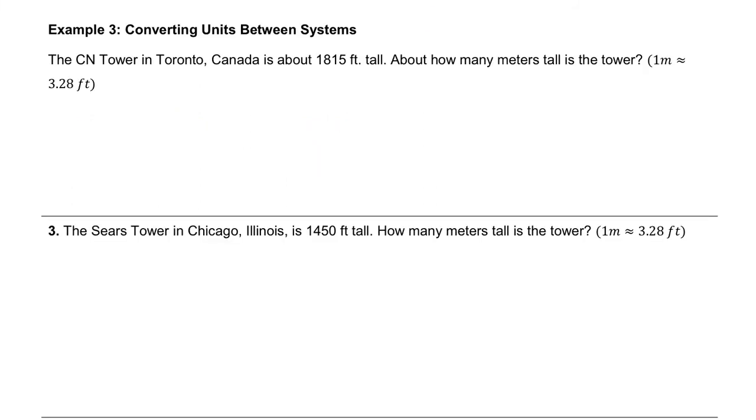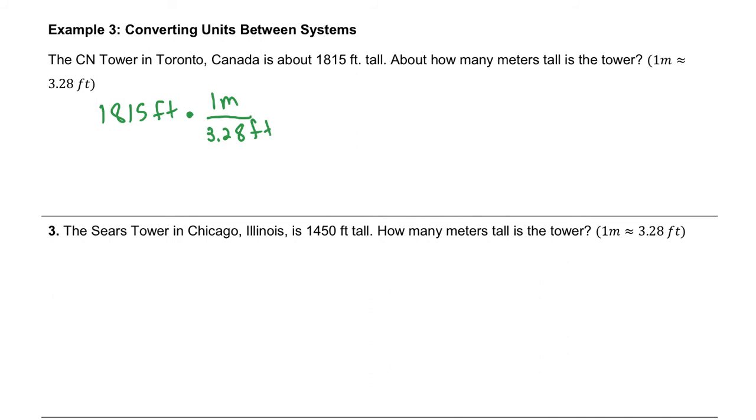Okay, so for example 3, the CN Tower in Toronto, Canada is about 1,815 feet tall. How many meters tall is the tower? So we're going to use a conversion factor, conversion rate, 1815 feet. When I'm writing this factor out, I know 1 meter is 3.28 feet. So the way I would set this up, I would write out my factor as 1 meter over 3.28 feet. So I'm dividing in this case.